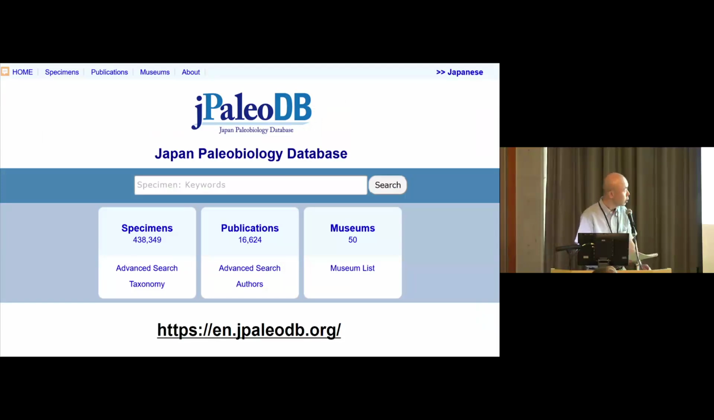The integrated database is the Japan Paleobiology database. Database that is the core of our project. It's called JPaleoDB. This is a portal site to collectively search paleontological specimen data in web databases published from museums throughout Japan.